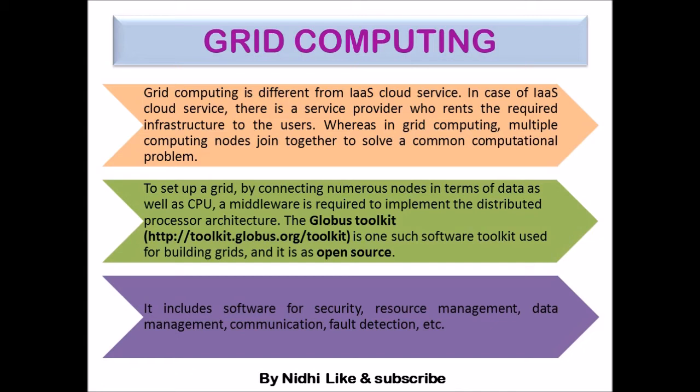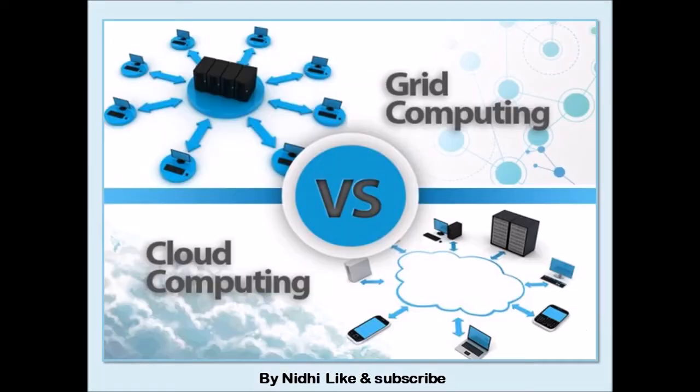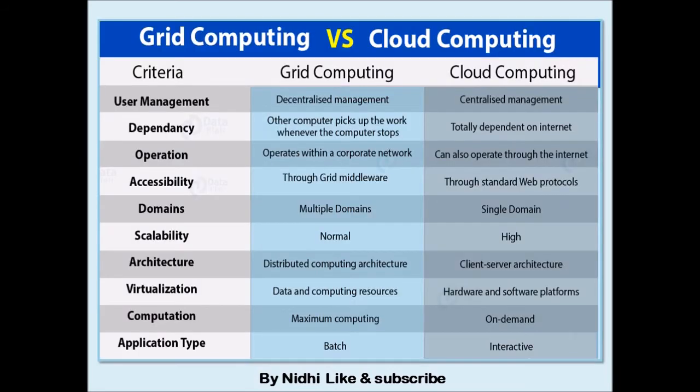Let's see the difference between grid computing and cloud computing. So here you can see the difference between grid computing versus cloud computing. Three columns are given. First is criteria, second is grid computing, and third is cloud computing. So the first criterion is user management. User management in grid computing is decentralized, that is, users are at different places. But in case of cloud computing, they are at a centralized place, that is centralized management.